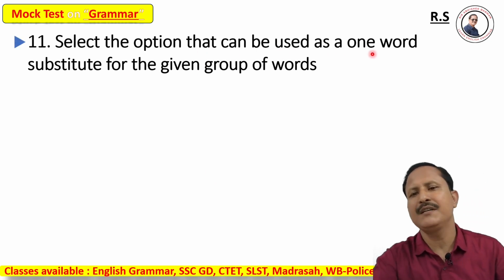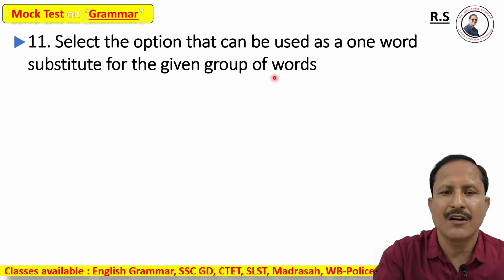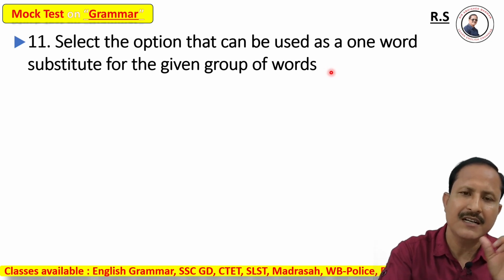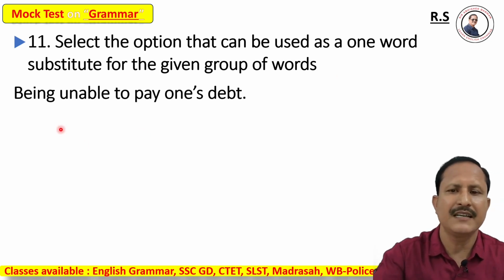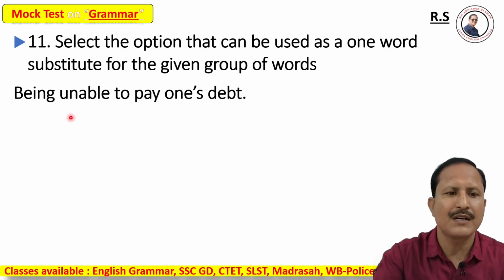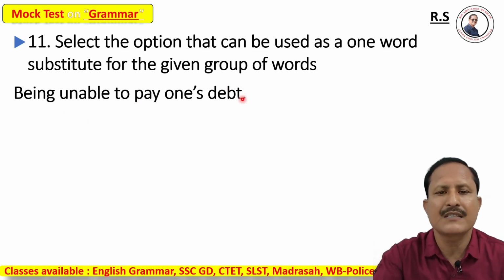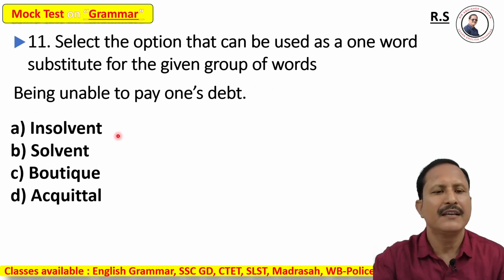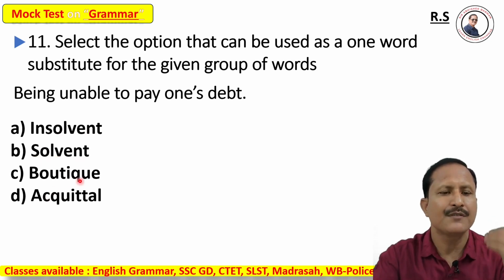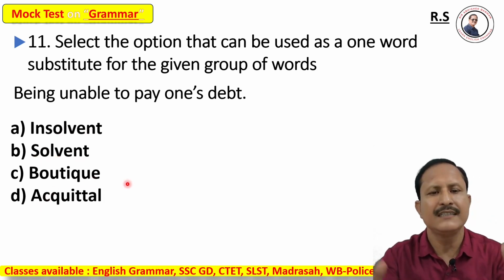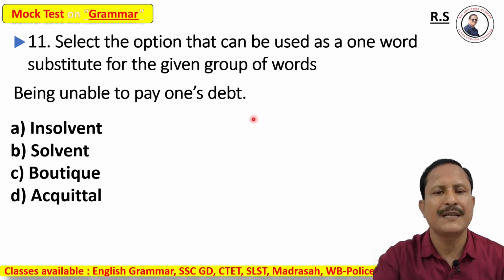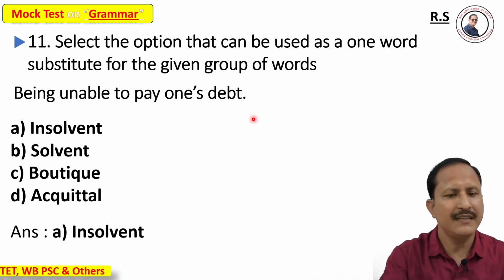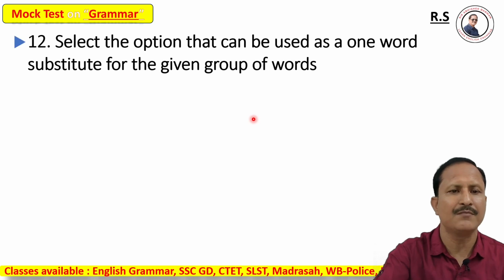Now question number 11. Select the option that can be used as a one word substitute for the given word or group of words. One word substitute is very important for any kind of competitive exam. The phrase is being unable to pay one's debt. Option A, insolvent. Option B, solvent. Option C, boutique. Option D, acquittal. Here, the one word substitute for being unable to pay one's debt is option A, insolvent.